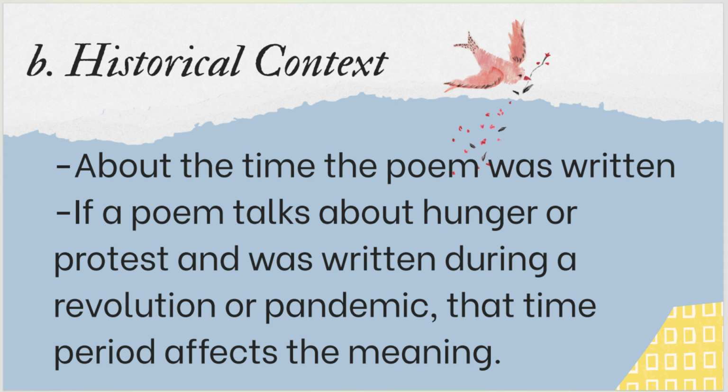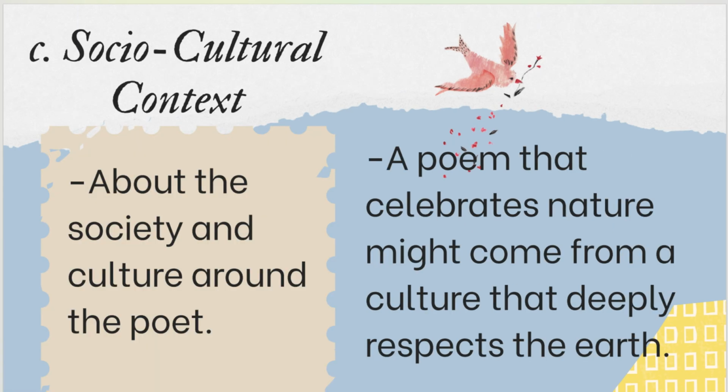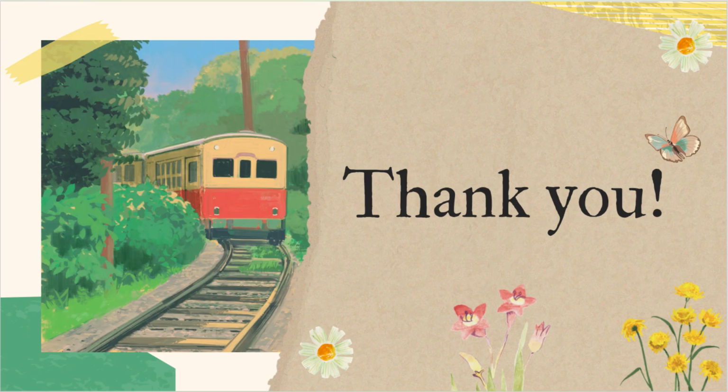If a poem talks about hunger or protest and was written during a revolution or pandemic, that time period affects the meaning. And the last one is the social cultural context. It is about the society and the culture around the poet. A poem that celebrates nature might come from a culture that deeply respects the earth. And that concludes our lesson on the basic elements of poetry.